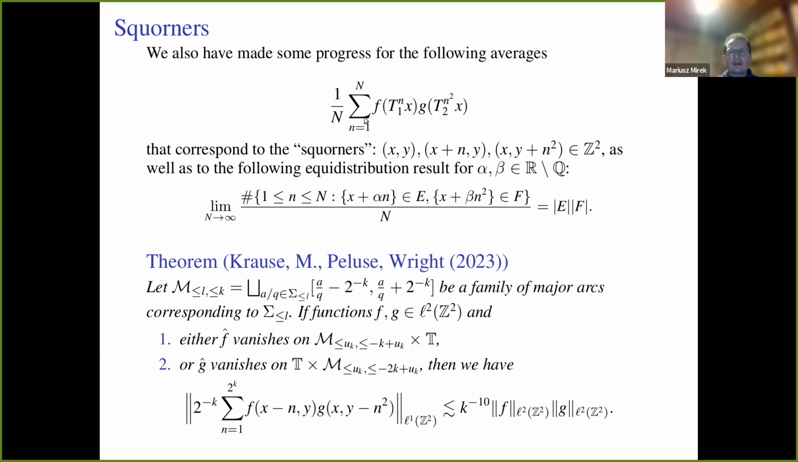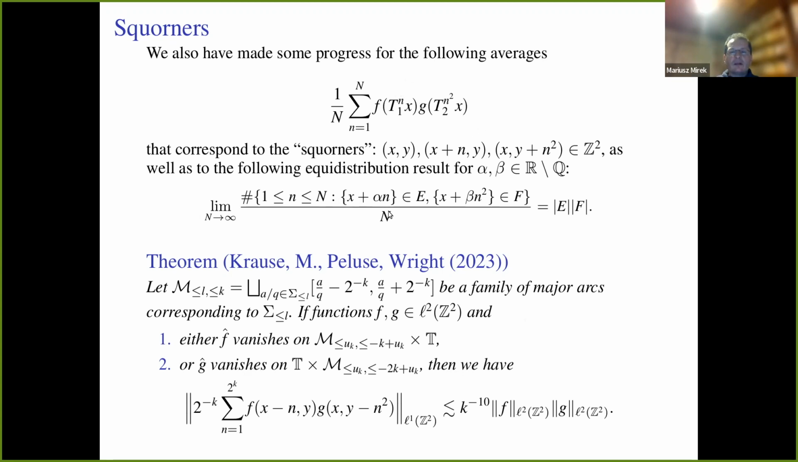So these averages correspond to the following configurations in Z^2. And so at this moment we can prove the following analog of Weyl's inequality, which we believe will also be an important ingredient. And now the obstructions to establishing pointwise convergence lie more on the harmonic analysis side, not on the additive combinatorics side.